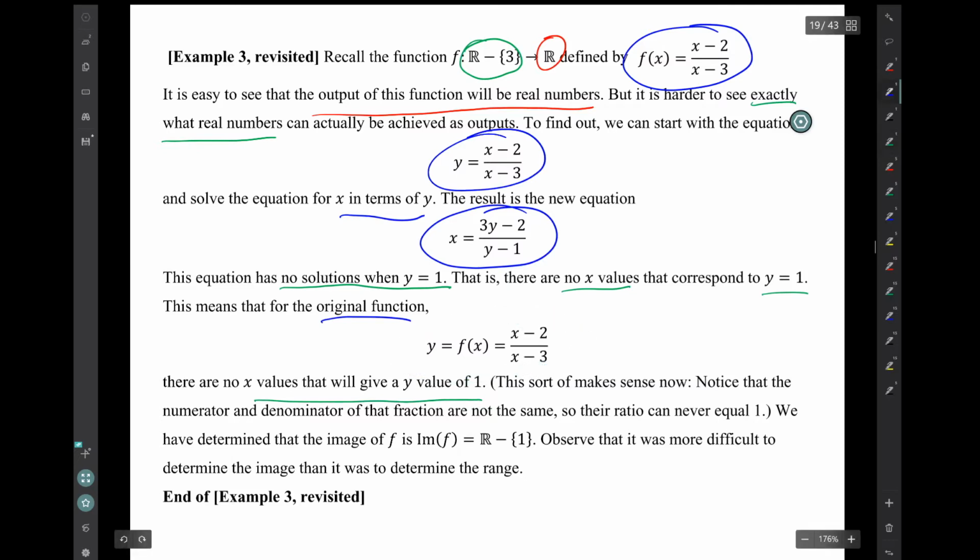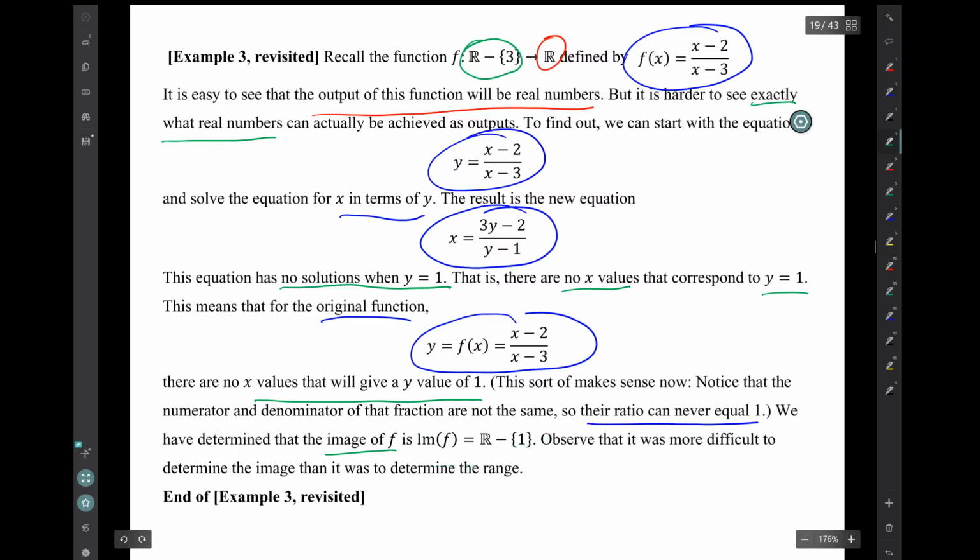Now this sort of makes sense. Notice that in this original function, the numerator and the denominator are not the same. For any value of x, the thing in the numerator is not going to be the same as the thing in the denominator. So that fraction, their ratio, will never equal the number 1. So we've determined that the image of f is the set of all real numbers except the number 1. The set of y values that can actually come out of this function is the set of all real numbers except the real number y equals 1.